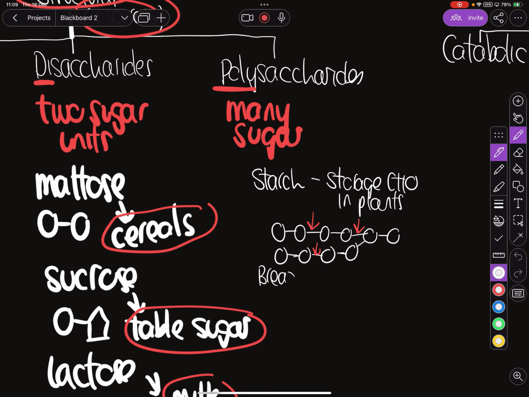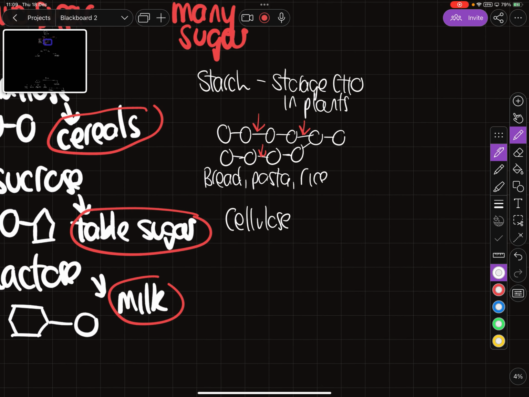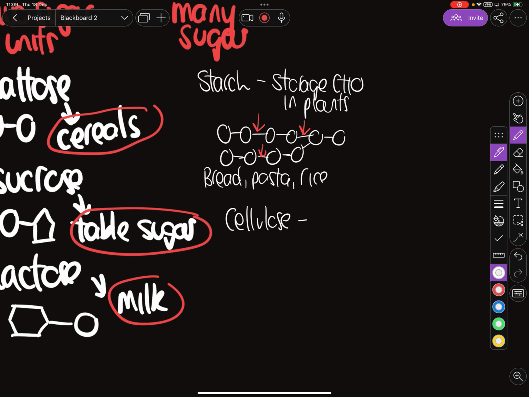We find it if we eat bread, pasta, or rice, which all have starch, which is loads and loads of glucose together. The next one we're going to look at is cellulose. We should know from our organization and our cell wall that this is what we call a structural carbohydrate. So we have storage carbohydrates and structural carbohydrates. This one is in the cell wall.